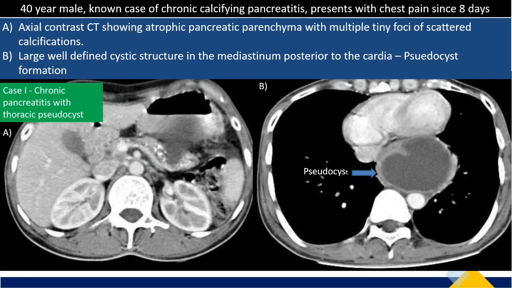First case, 40-year-old male patient with chest pain. The first image is axial contrast-enhanced CT. It shows atrophic pancreatic parenchyma with multiple tiny foci of scattered calcifications. In the second image, there is a well-defined cystic structure in the mediastinum posterior to the cardia, suggestive of pseudocyst formation.